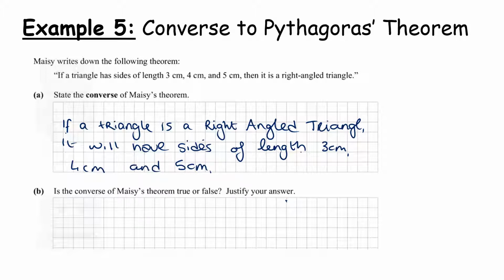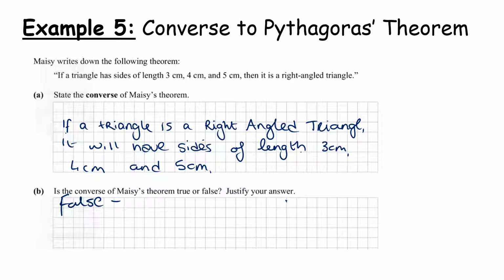So is the converse of Maisie's theorem true or false? Well, it's false, because just because it's a right angle triangle doesn't mean it'll have the lengths 3, 4 and 5. Yes, 3, 4 and 5 mean that it is a right angle triangle, but the converse of this is not necessarily true. And that's an important note about the converse of any theorem.